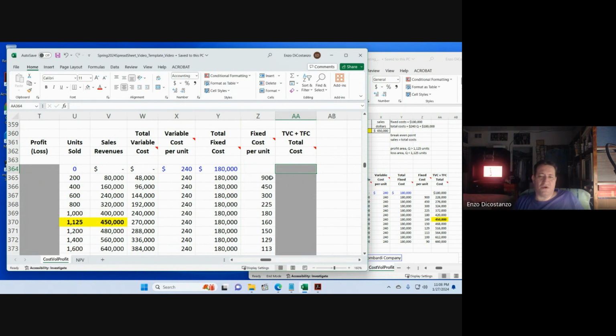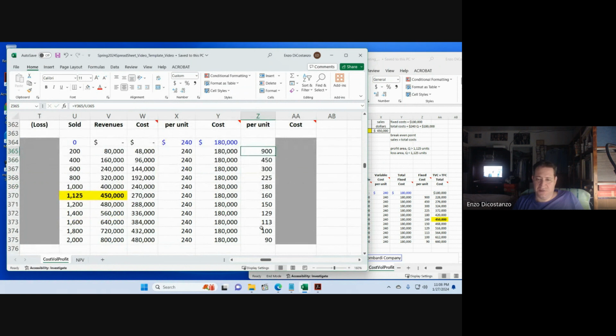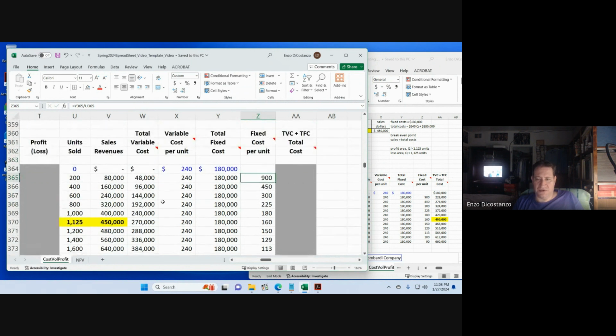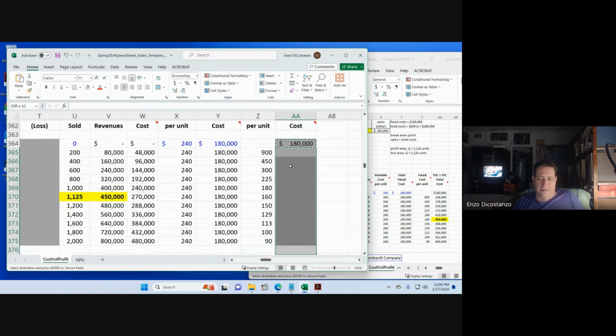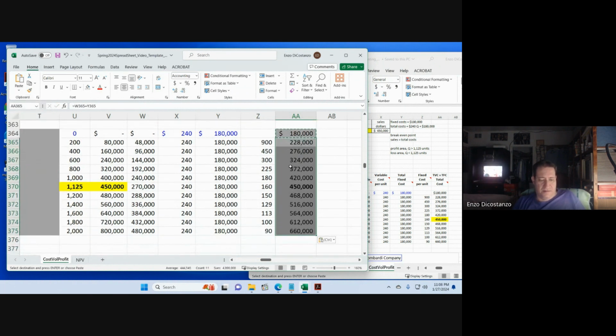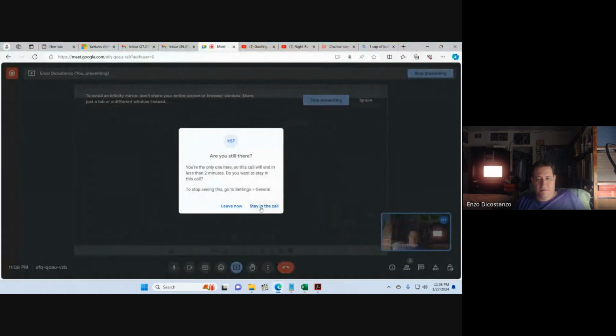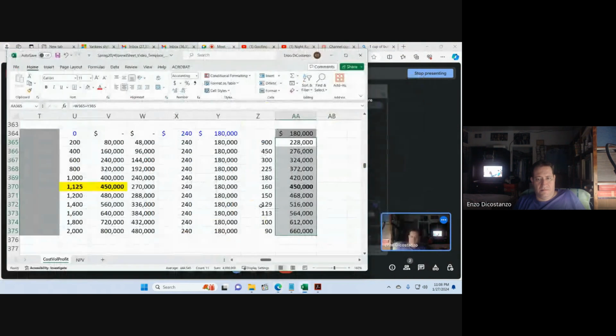Okay, and we've been talking about this in other lectures, right? Total cost divided by units, and you can't divide by 0. And obviously this gets smaller because you're dividing by more and more units being sold. And then what we're trying to do here is take total variable cost plus total fixed cost. Okay, we're going to clear this guy out.